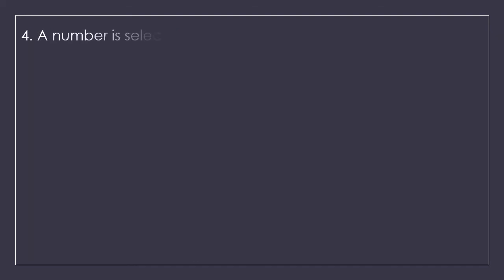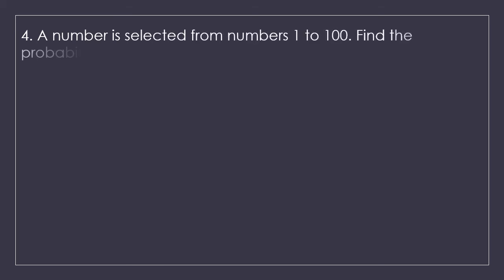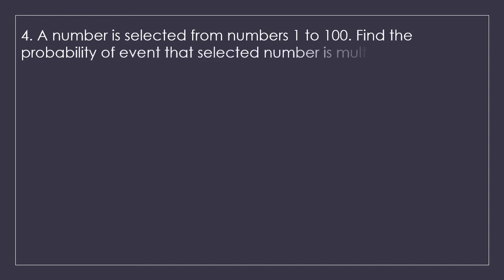Moving on towards question number 4. A number is selected from numbers 1 to 100. Find the probability of the event that the selected number is a multiple of 3 or 5.